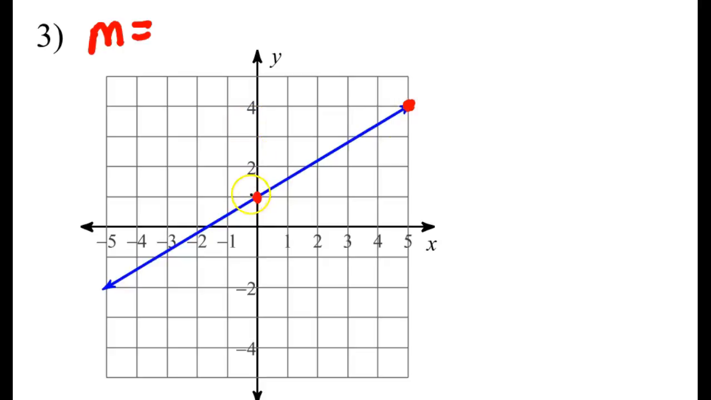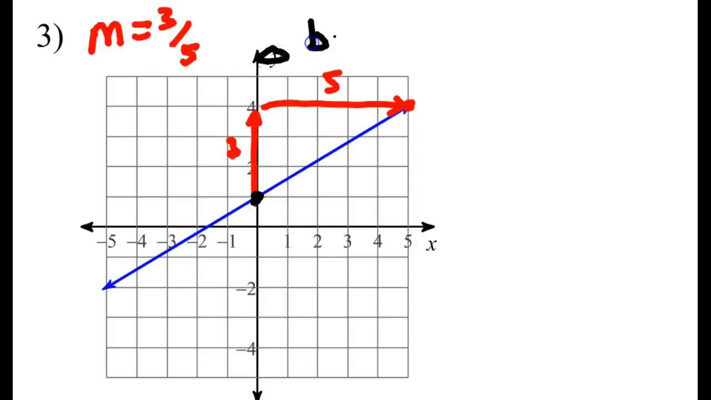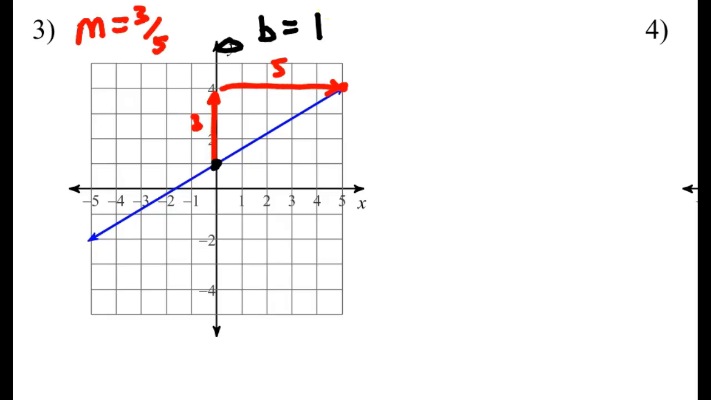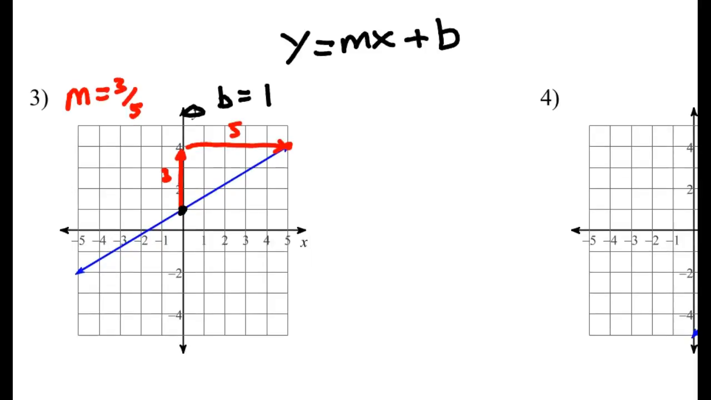So if we go up 3, we're going to go up 1, 2, 3. Go right 5. So that makes the slope 3 over 5. And then use the y-intercept where it crosses the y-axis. So that means b, the y-intercept, is 1. And you can put those into the slope-intercept form. So here, y equals 3 over 5 x plus 1. Now don't forget the x.